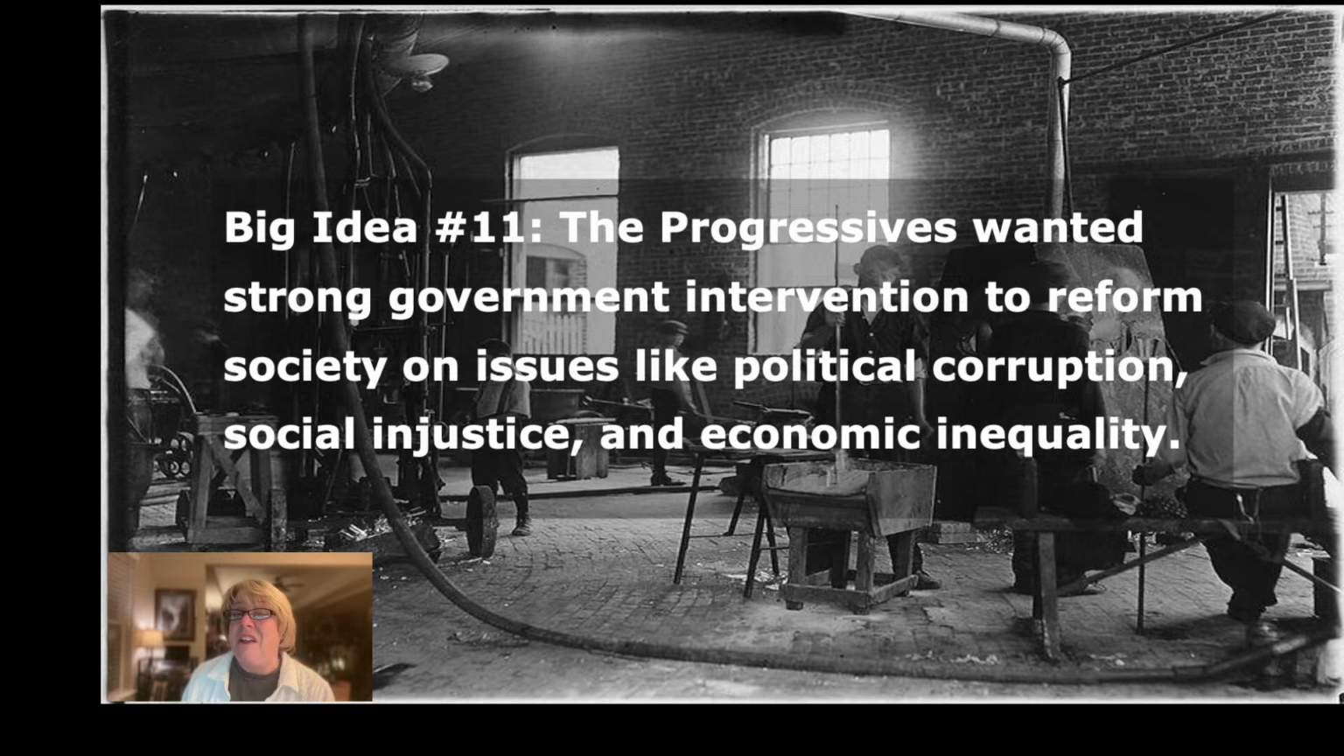Upton Sinclair is going to write a book called The Jungle about the nastiness of our meat packing plants and how it wasn't just meat going into that meat. It was a lot of other nasty stuff that Americans were eating, and it was causing a lot of disease. And so what these muckrakers did was they alerted America to the dangers of the social inequalities, to the corruption that was going on, and they wanted to create reform. So they were the spark that leads Americans to want reform in our country.